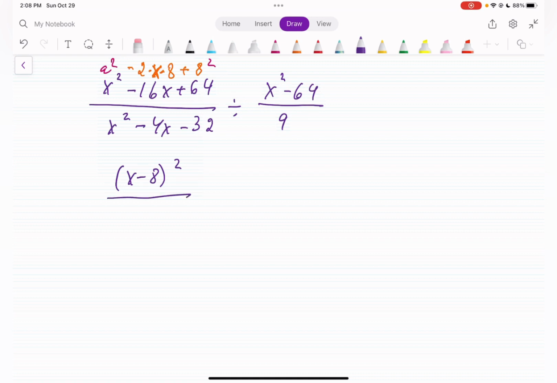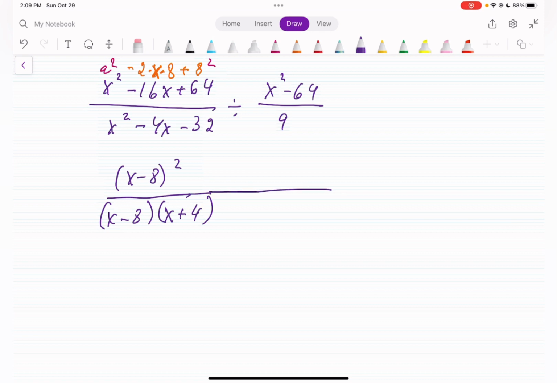And at the bottom, let me see. At the bottom, we can't get a perfect square because no number squared will give you 32. So let me see if I can factor it. X, negative 8, positive 4. Negative 8 times 4 is negative 32, and negative 8 plus positive 4 is negative 4.